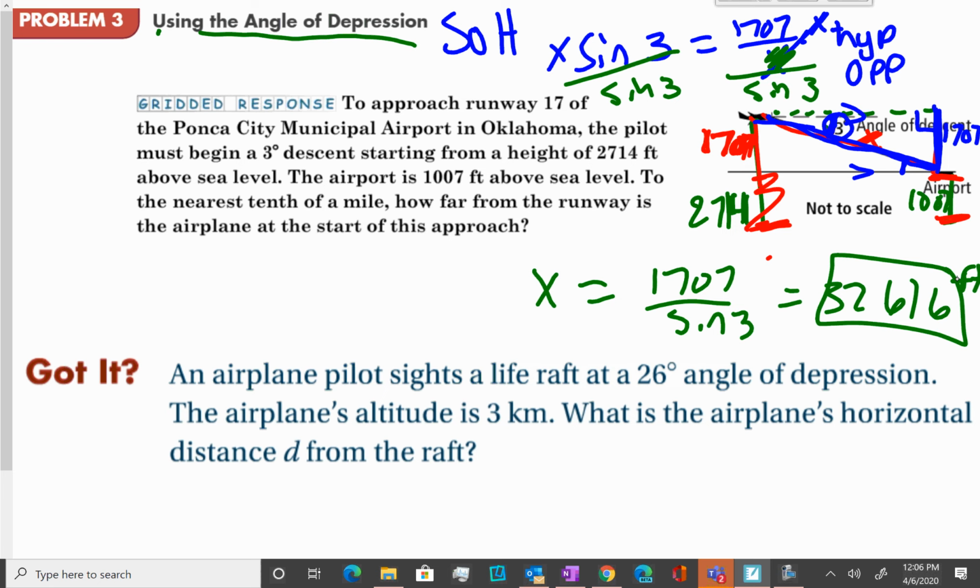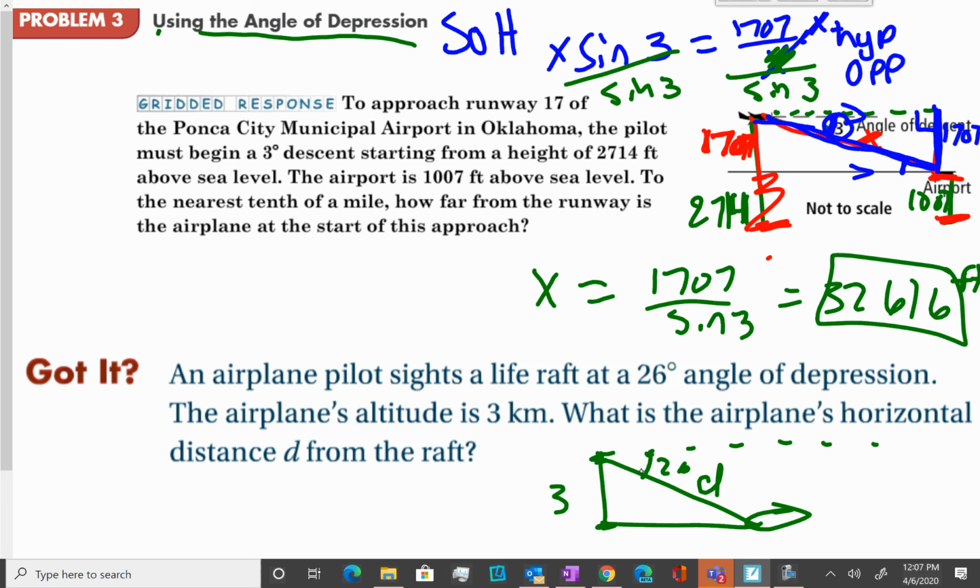All right, so you're doing the same thing, except your airplane pilot sights a life raft. So there's a life raft. Here is his horizon, and the angle of depression goes down 26 degrees. You're trying to find the airplane's horizontal distance, so you're trying to find this x. What is the horizontal distance? You can label that d. And you are 3 kilometers above the water.